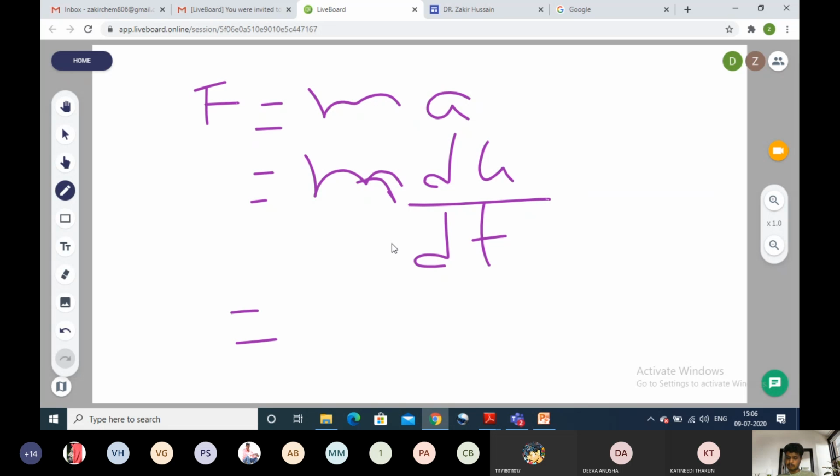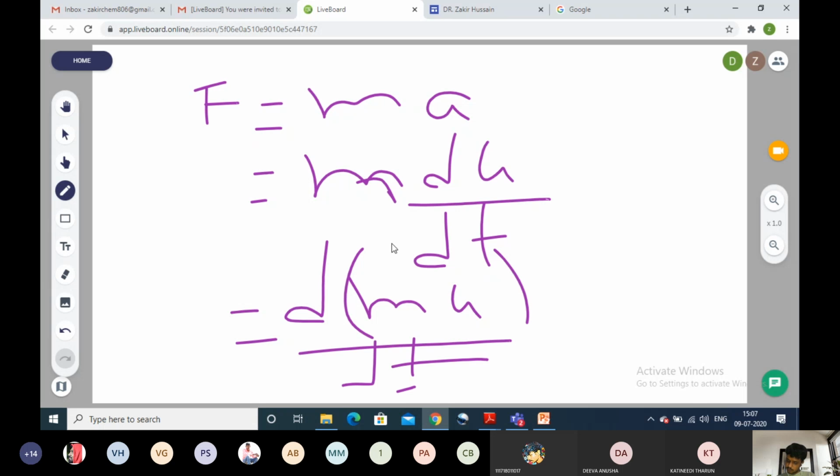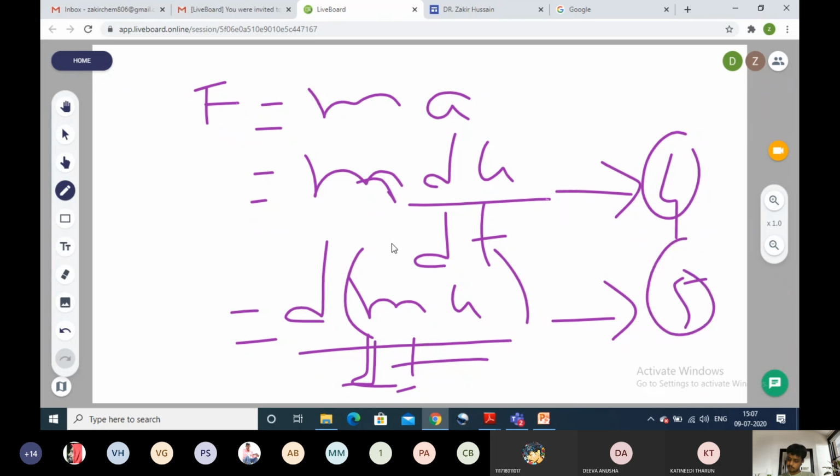You might know the difference between mass and weight. Weight will change, whereas mass is constant with respect to position. So we put m inside the differentiation: d(mu) by dt. We already considered that force is equal to m into a as equation 3. Now we can consider this force equation as equation 4 and this derivative as 5.